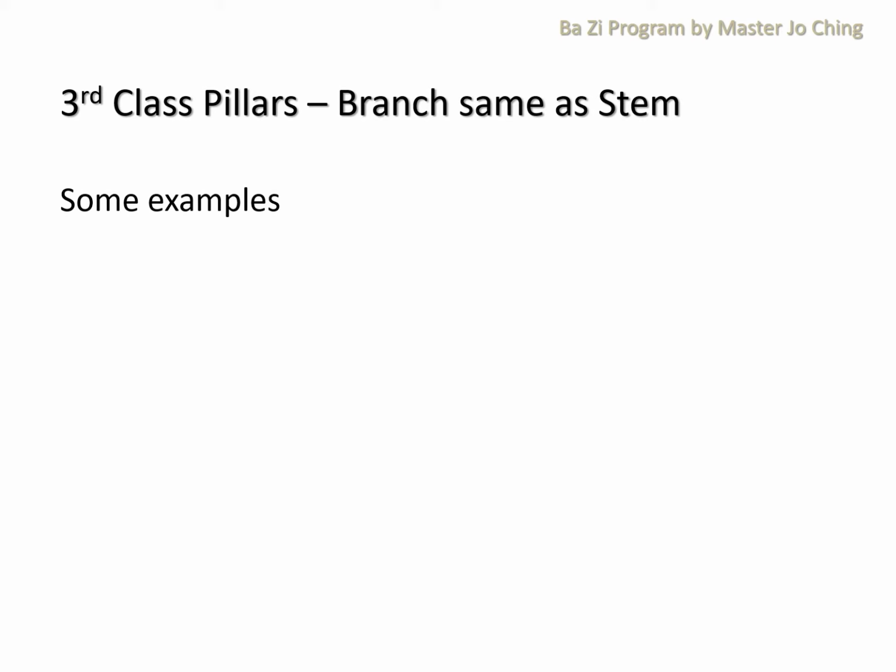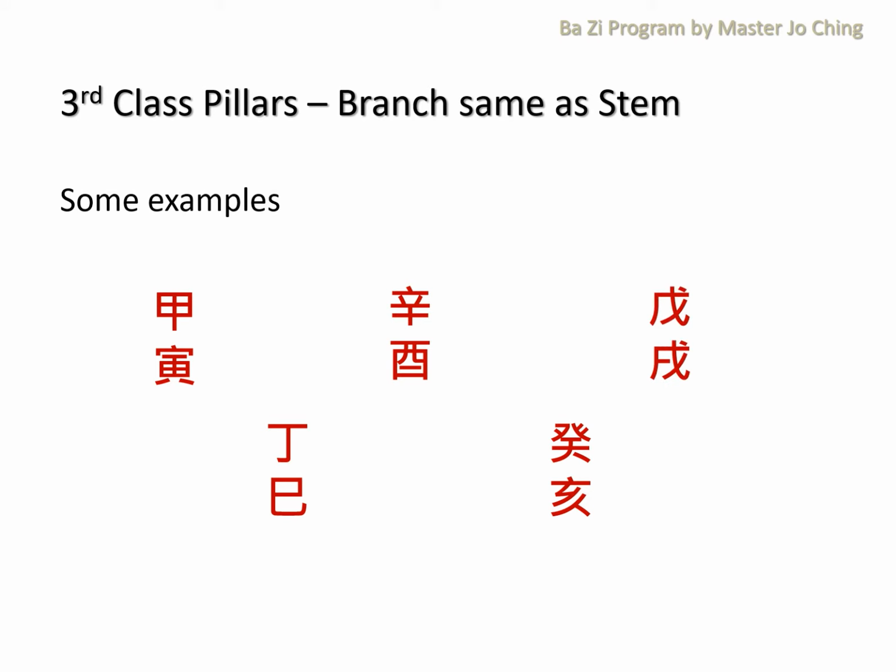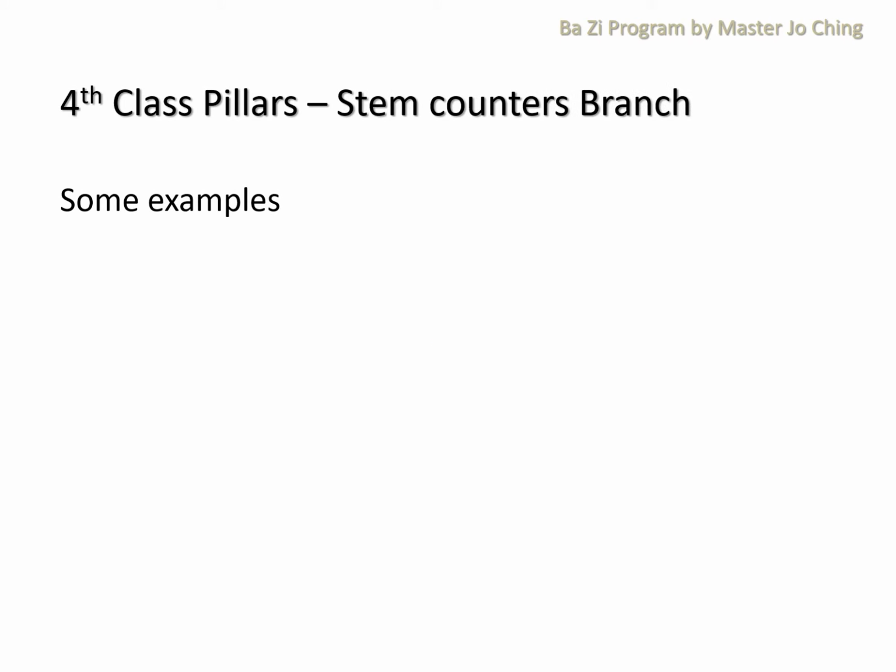Some examples here. We have Jia Yin, wood and wood. We have Xin You, metal and metal. We have Ding Si, fire and fire. We have Gui Hai, water and water. And we have Wu Xu. So next year, 2018, is what we call the Earth Dog Year, 戊戌. Okay, so let's move on.